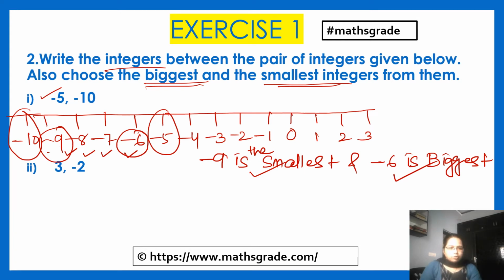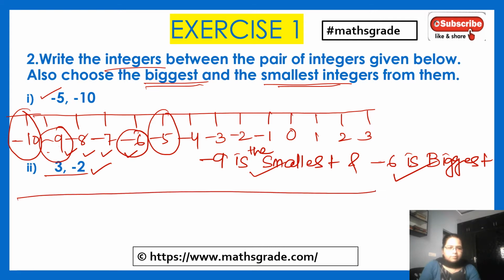Now we solve question number second bit. 3 and -2, these are two integers given, and from these integers we have to find the other integers between them, and we have to find the biggest and the smallest integer from them. First we draw the number line.